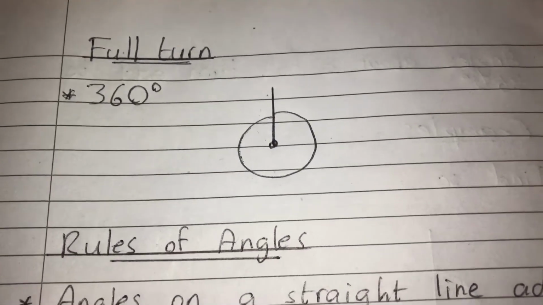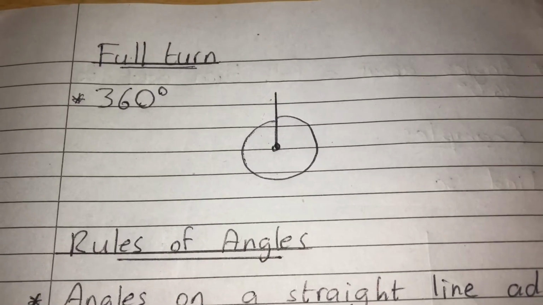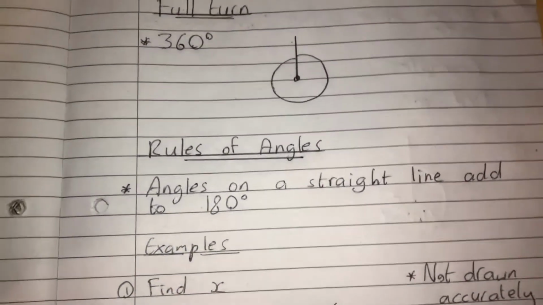The hands on the clock, if they go around one full turn, that's 360 degrees. That's another way of thinking about it. Okay, so those are the different angles we have to know and to be able to describe.